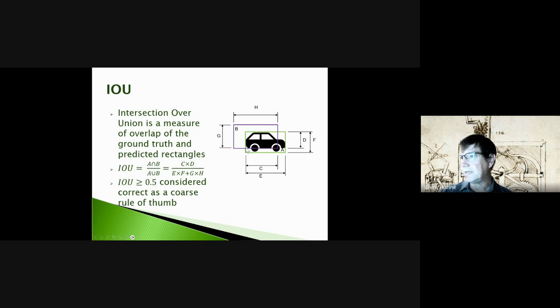So C is the overlap of these two rectangles in the horizontal dimension, and D is the overlap in the vertical dimension. So that's C times D is our intersection, right? Intersection is multiplication, union tends to be addition. So for the denominator, we would take E, the horizontal size of the green rectangle, times F, plus G times H, right? So the total union area there.